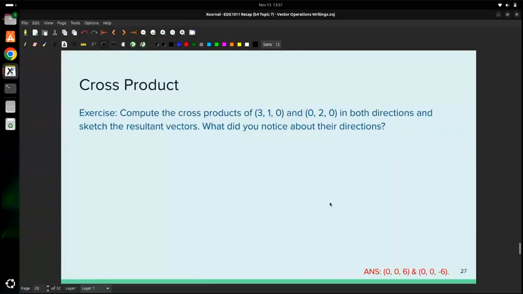So let's look at the exercise. Compute the cross products of (3, 1, 0) and (0, 2, 0) in both directions and sketch the resultant vectors. What did you notice about their directions?